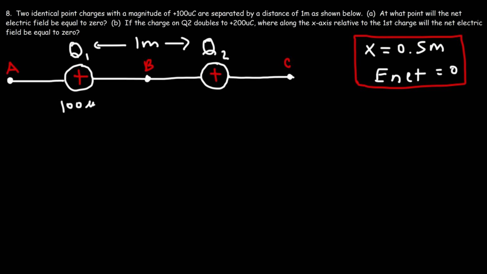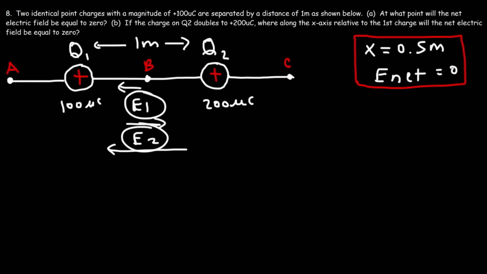Now, Q2 is bigger than Q1. So at point B, where they're equidistant, E1 is going to be a smaller vector than E2. E2 is going to be twice as large. In order to make these vectors equal, we need to increase E1 and decrease E2. If we can't change Q1 and Q2, the only thing we could change is location. We need to move closer to Q1. As we move closer to Q1, E1 is going to get bigger, E2 will get smaller, and at some point, they're going to equal each other.